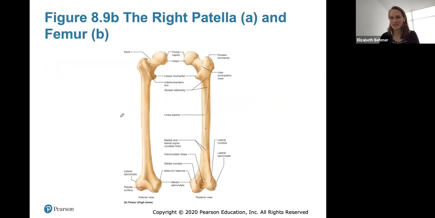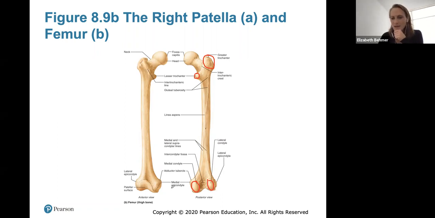So here's a look at the femur and some of the important structures you should know about the femur: the head of the femur, the neck. Then we have a greater and a lesser trochanter, which are projections off the bone. Should know both of those. The greater trochanter is more lateral, and the lesser trochanter is medial, the same side as the head. And then we have condyles. The medial condyle will be on the head side. The lateral condyle will be on the lateral side of the bone.